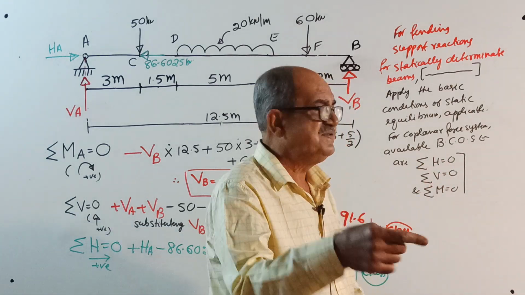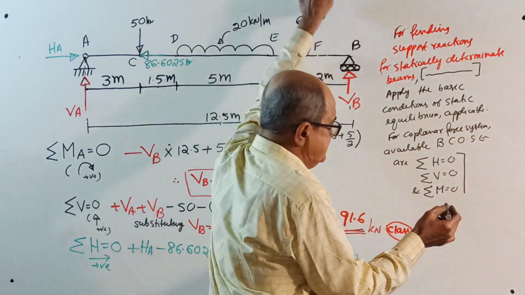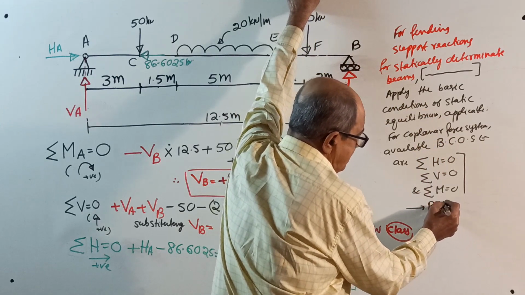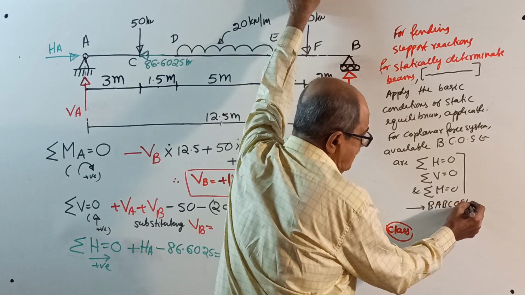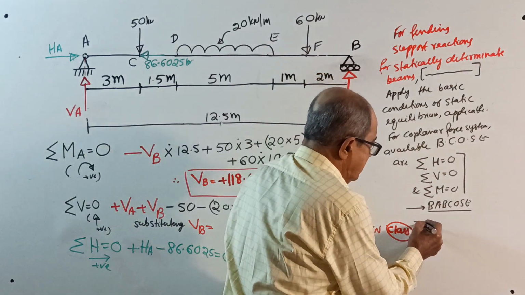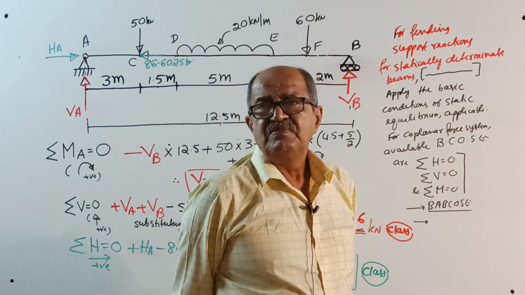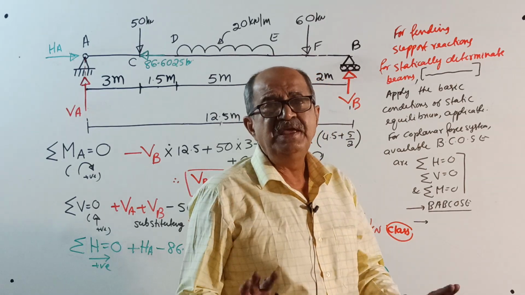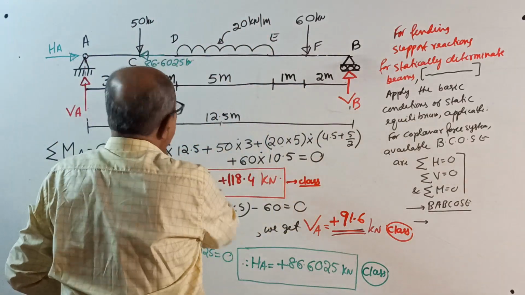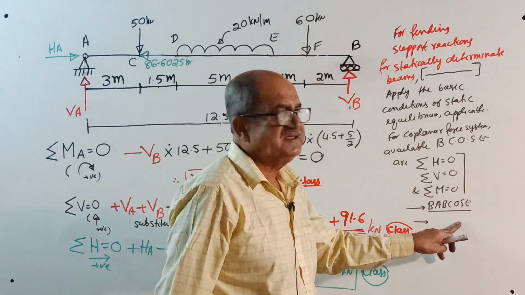Those who are serious, write once again. Before that you consider one more thing. Before applying basic conditions of static equilibrium, sketch the beam with action and reactions. Action means whatever loading is given. For this question, these are all action, don't worry. Red color is reaction, red and green color is reaction. Green, I will tell you why. Sketch action and reaction.